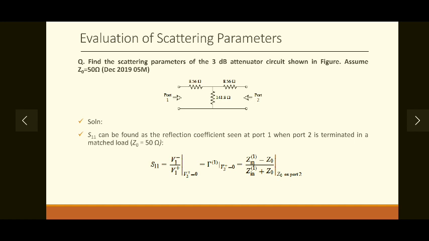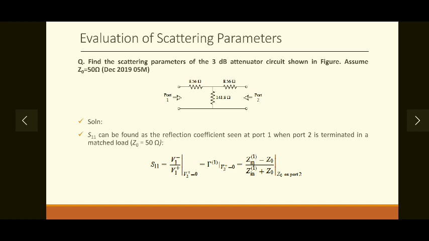So S11 can be found as a reflection coefficient, which we have seen in the last session. S11 and S22 are the reflection coefficients. S11 in particular is the reflection coefficient at port 1 when port 2 is terminated with a matched load Z0. Now this is a matched network as well.